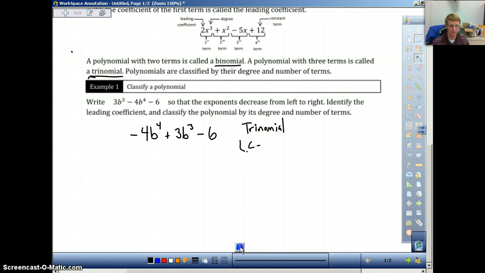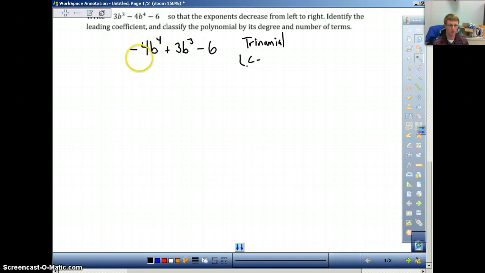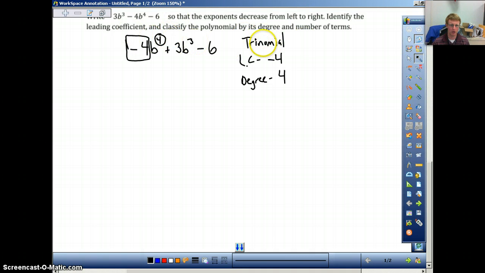The leading coefficient is just the number that's in front of the highest degree. So the leading coefficient is negative 4, and the degree is just 4. Why is it 4? Because that's what this power is right here. That's the highest power, so it's 4. The leading coefficient is right here. So name it trinomial because there's 3 terms. Leading coefficient is the number in front of the variable that has the highest power, and the degree is the highest power. Okay, so let's move on to another example.